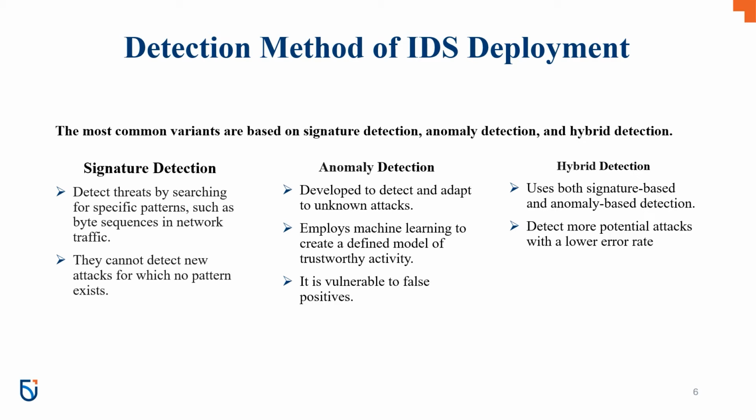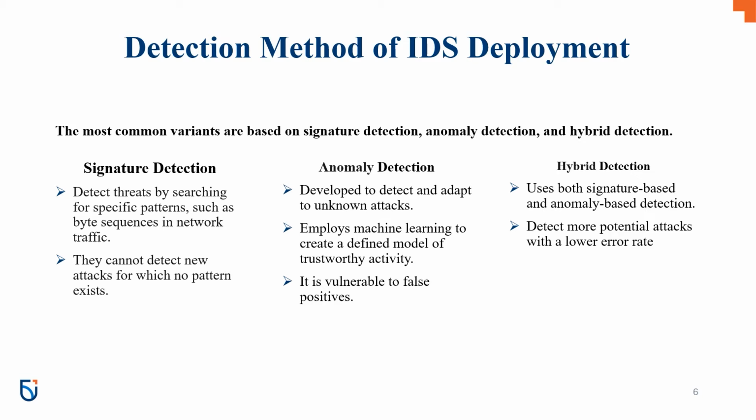Anomaly detection. A newer technology developed to detect and adapt to unknown attacks, primarily as a result of the spread of malware. This detection method employs machine learning to create a defined model of trustworthy activity, which is then compared to new behavior. While this approach allows for the detection of previously unknown attacks, it is vulnerable to false positives, which occur when previously unknown legitimate activity is mistakenly classified as malicious.